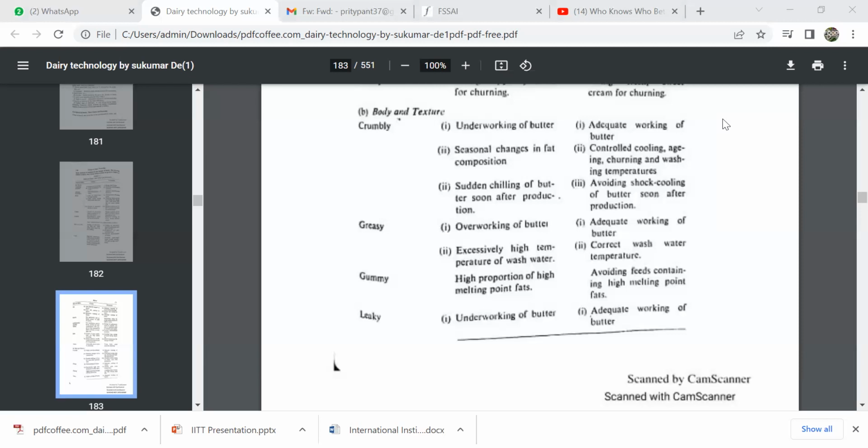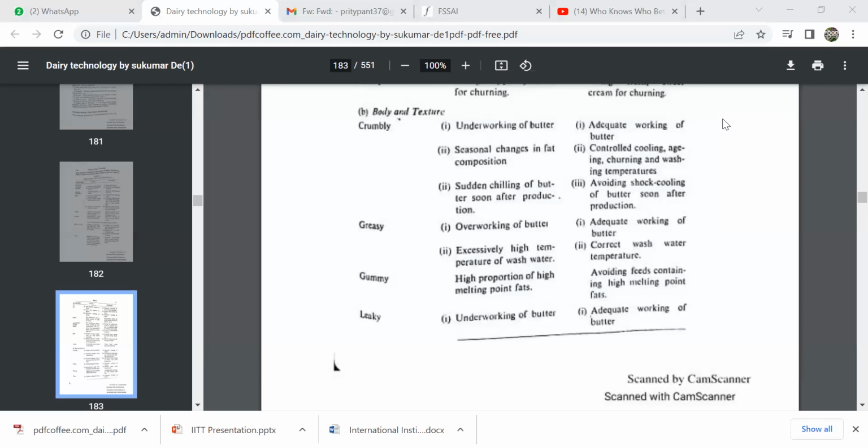Excessive high churning temperature, over churning, incorrect cooling, excessive high temperature of washing. तो ये इन सारी चीजों को हमने adequately, optimum conditions में correct temperature should be used for aging, correct temperature for washing. Next defect is mealy or grainy due to incorrect neutralization of high acid cream with lime and oiling of fat during butter making. For the prevention, correct neutralization should be done and avoiding oiling of fat.